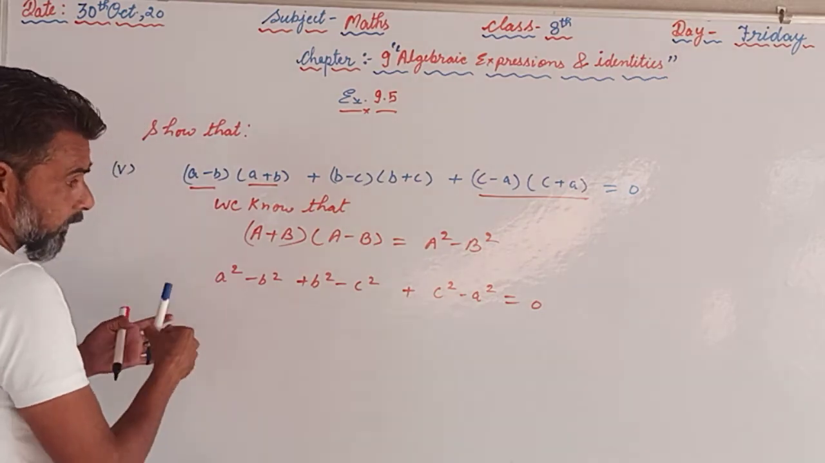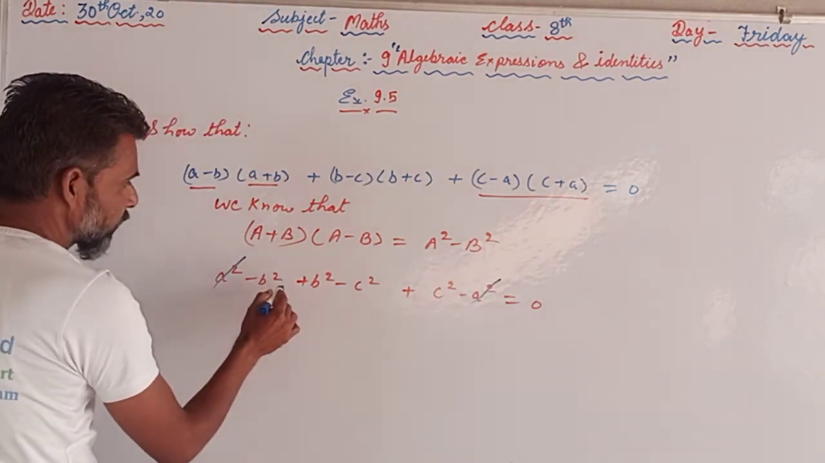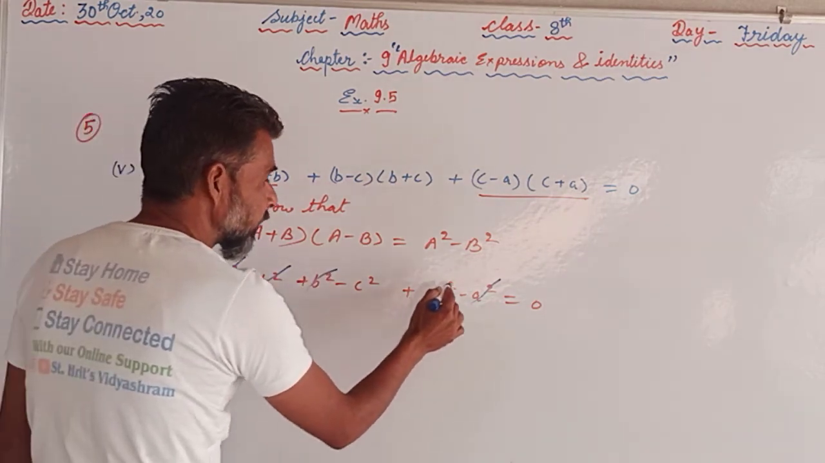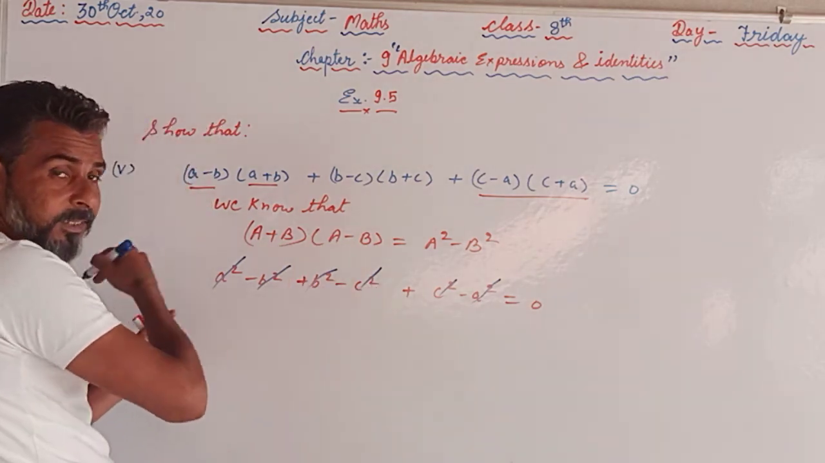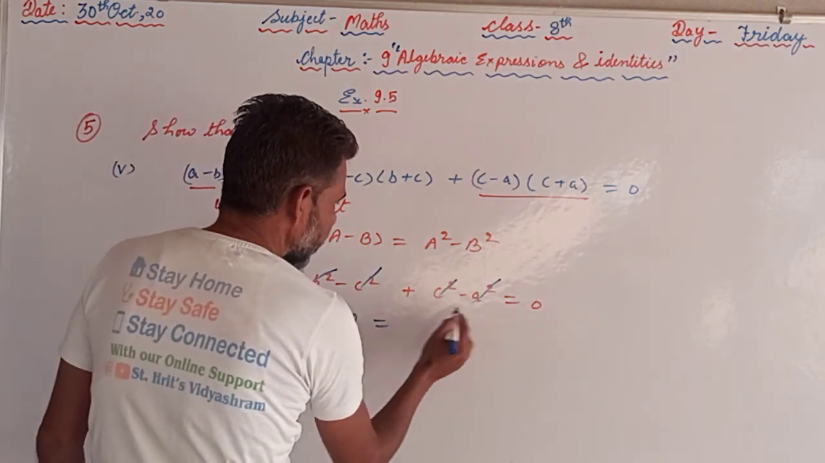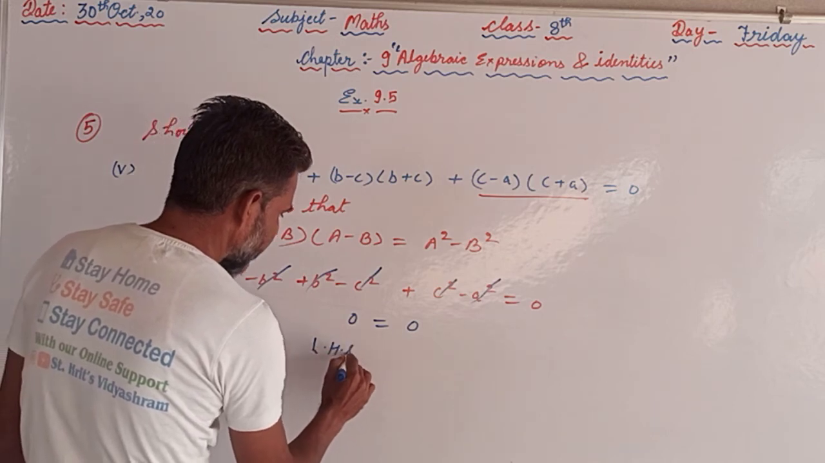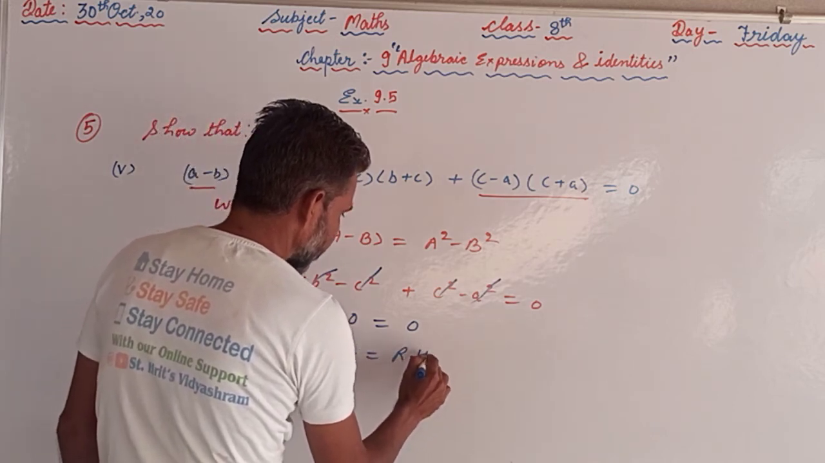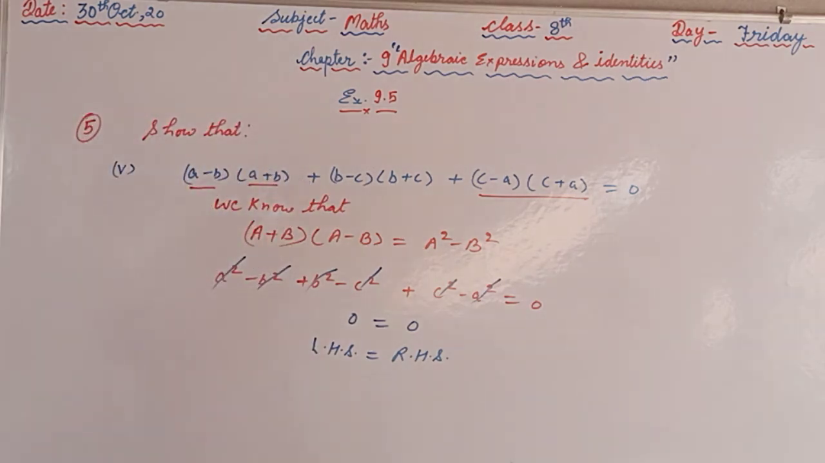So on the left hand side we can see that a square will cancel out minus a square, and b square will cancel out minus b square, and at the same time c square will cancel out minus c square. So on the left hand side as well we got 0, and on the right hand side also 0. So here we can write left hand side is equals to right hand side, hence proved or hence verified.